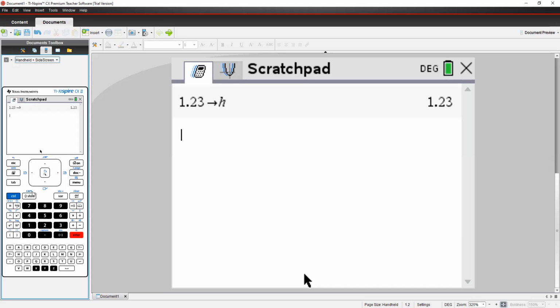Now I'm going to store another number into K, and it's going to be different. It's going to be 4.56. I'm going to store that into K. Where are you, K? And then I press enter. And then I'm just going to do 7.89, and I'm going to store that into Q. And then I'm going to press enter. Now that I've stored those numbers as variables, I can actually graph them when I graph a function.